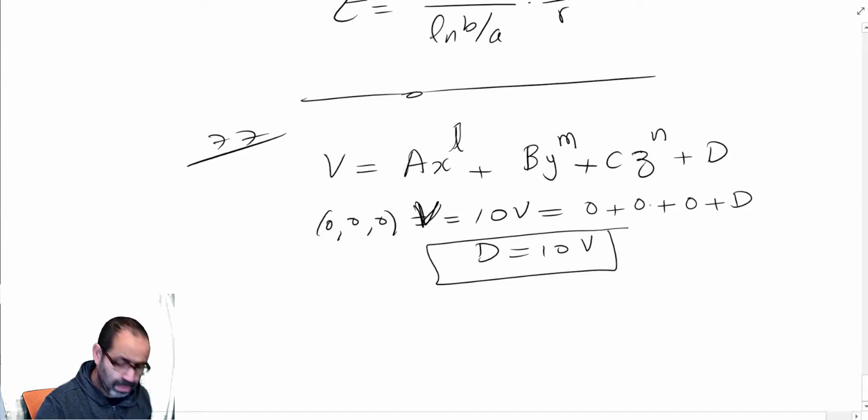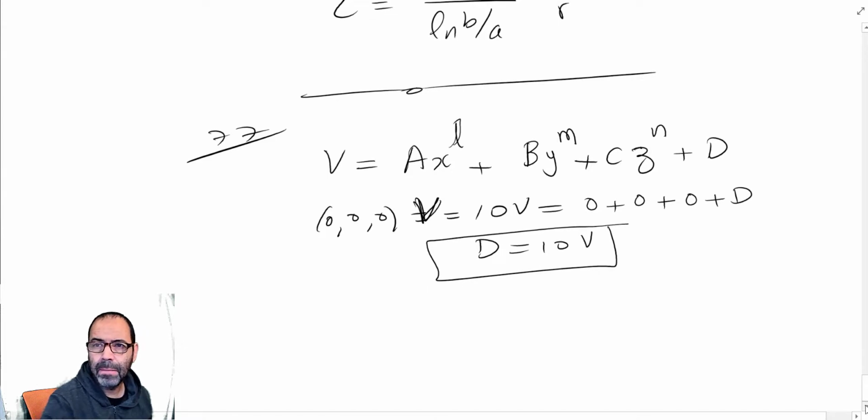Let's do the second point. The second point has coordinates in space of 1 meter, 0, 0, and the voltage there is equal to 4 volts.